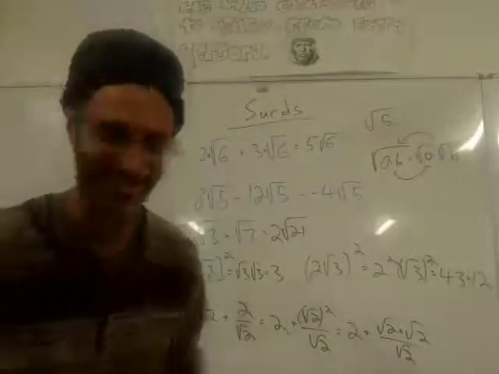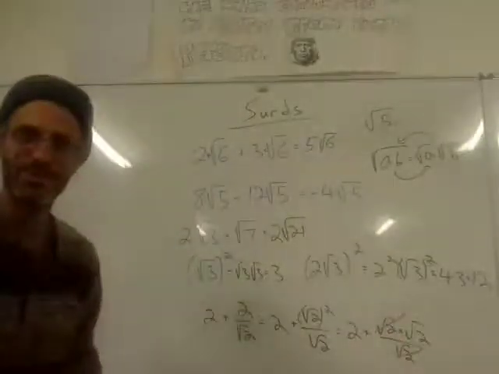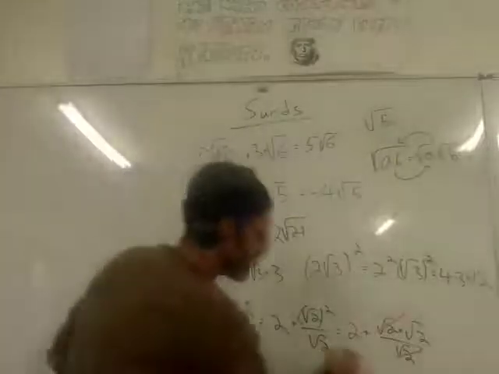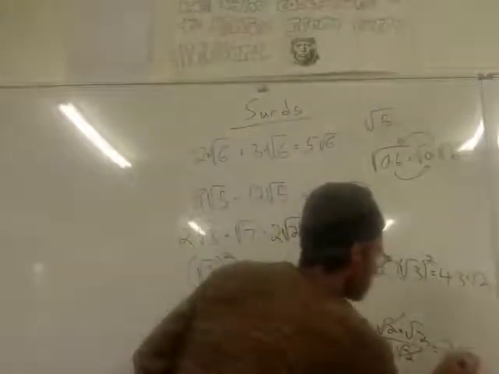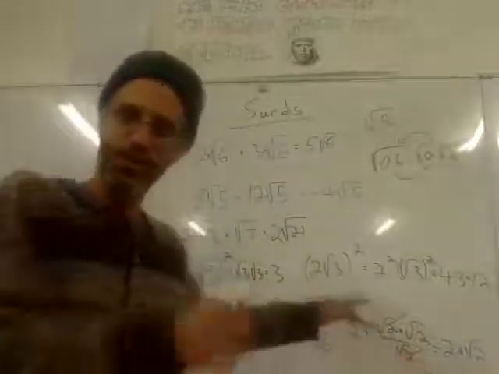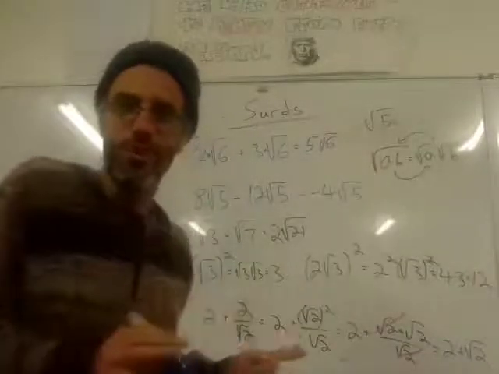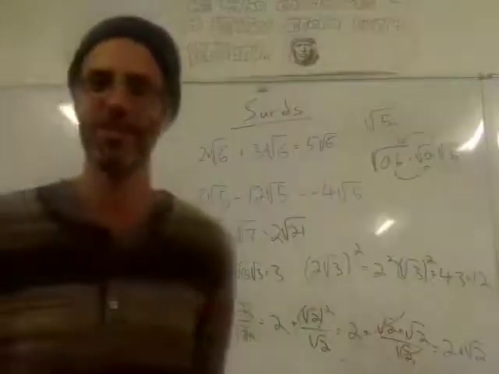Get my red pen. Cancel them out. And what do we have left? We've got 2 plus square root 2. So that's really the final answer. The book wasn't wrong in what they did, but they shouldn't have stopped there. They should carry on. This is more simplified, I've got nothing in the denominator.